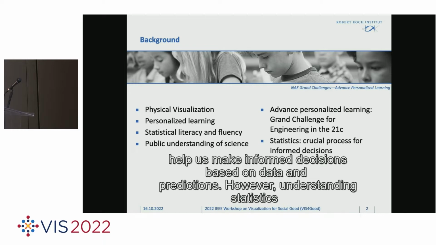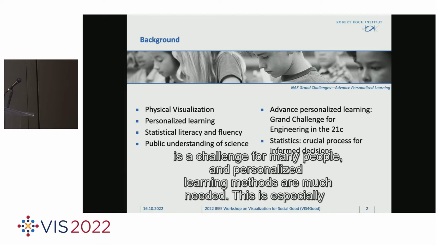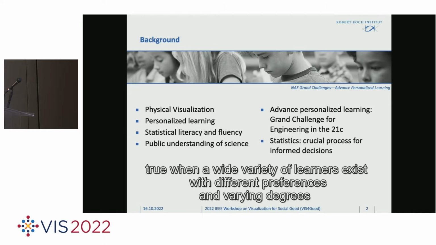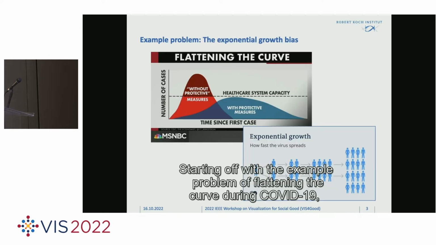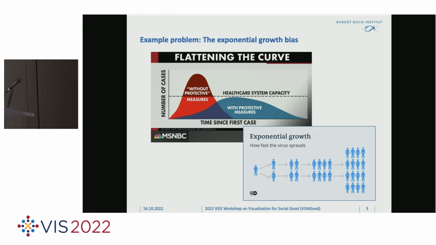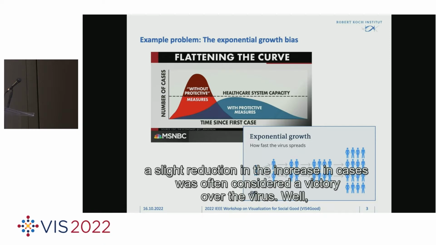However, understanding statistics is a challenge for many people, and personalized learning methods are much needed. This is especially true when a wide variety of learners exist, with different preferences and varying degrees of motivation. Starting off with the example problem of flattening the curve. During COVID-19, a slight reduction in the increase in cases was often considered a victory over the virus.